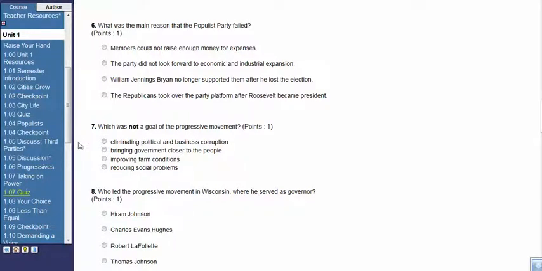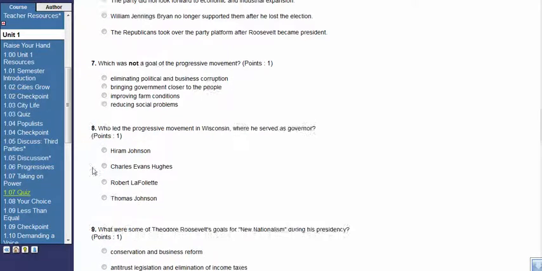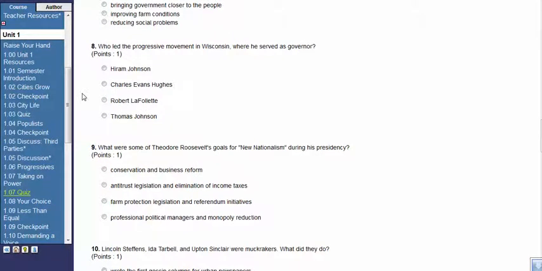Number 7, which was not a goal of the progressive movement? Eliminating political and business corruption, bringing government closer to the people, improving farm conditions, or reducing social problems? Number 8, who led the progressive movement in Wisconsin where he served as governor? Was it Hiram Johnson, Charles Evans Hughes, Robert La Follette, or Thomas Johnson?